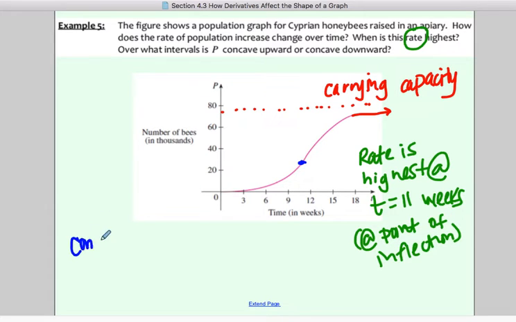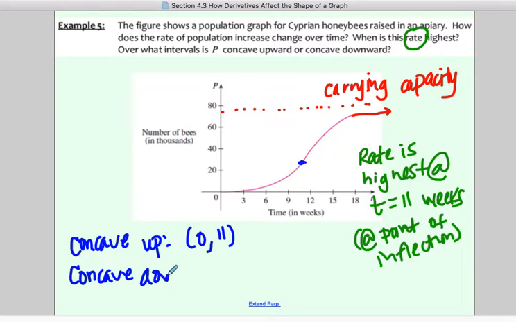So we are concave up from, we're going to go 0 to 11. And then when are you concave down? Concave down from 11 to, I guess we'll say infinity. Perfect. So there's example 5.